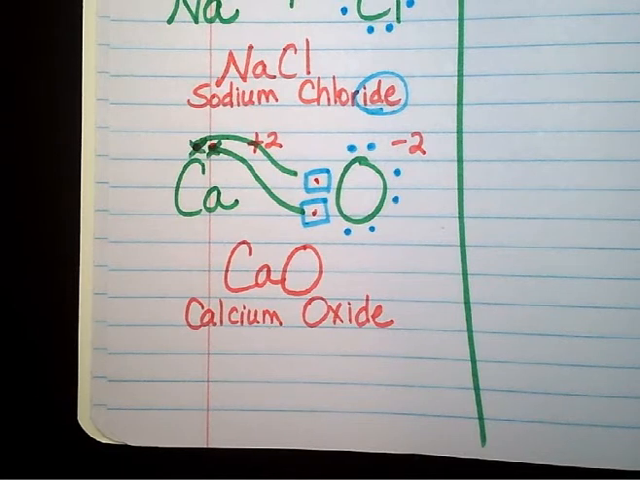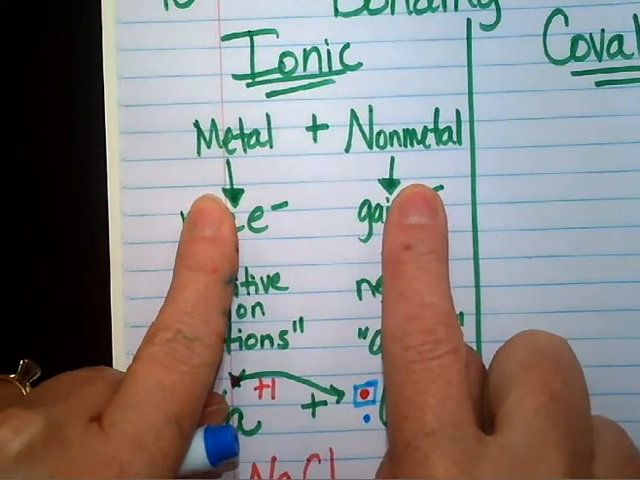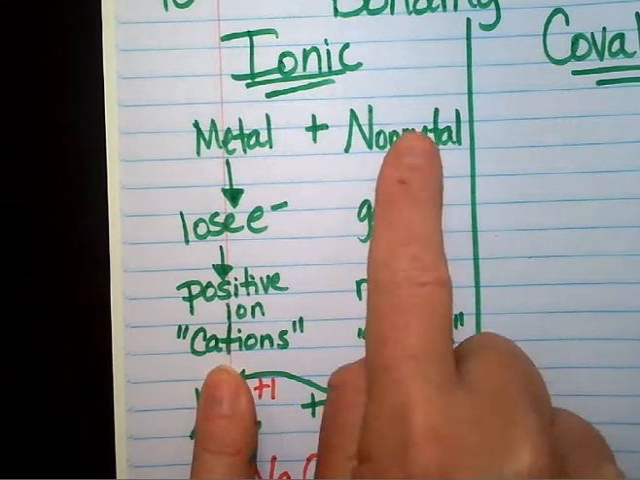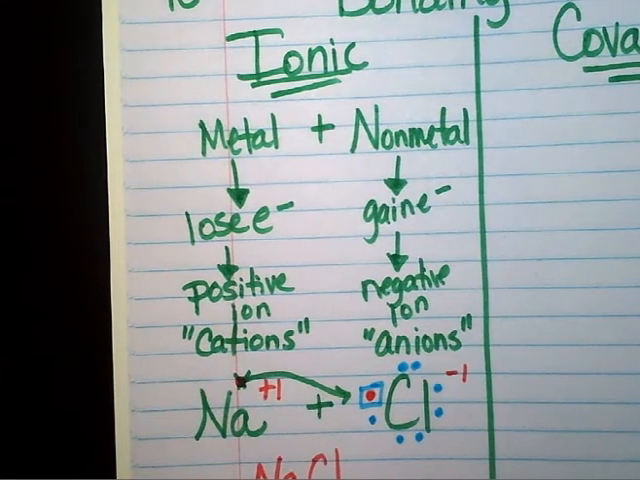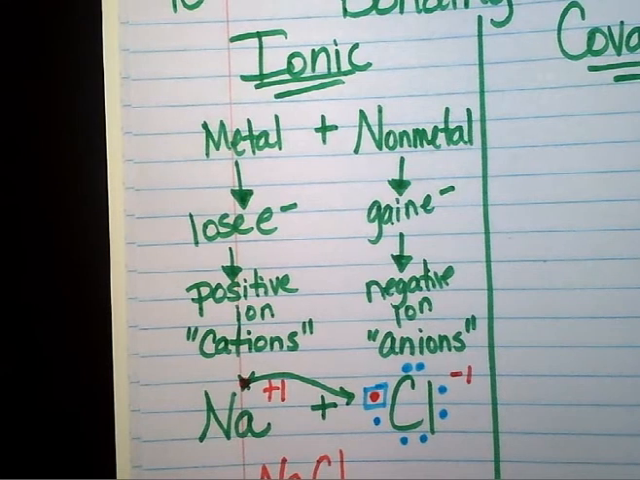So ionic, let's review right here. It's always going to be between a metal and a non-metal. The metal's always going to lose the electron and become your positive ion. Your non-metal's always going to gain and become your negative ion, your anion. And it's always going to be a metal and non-metal. That's how you know. All right, let's look at covalent.